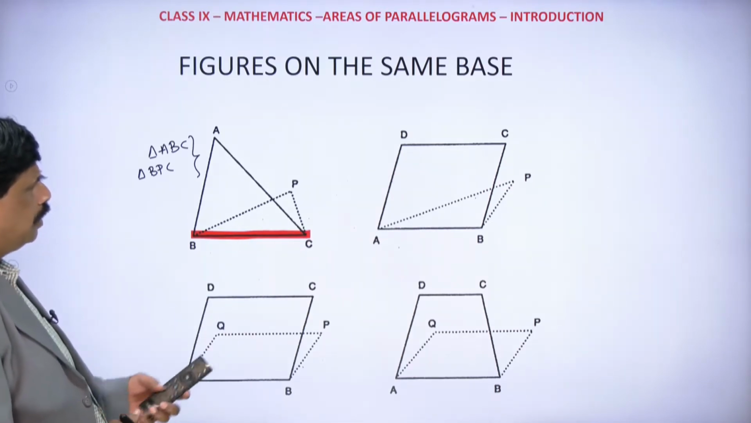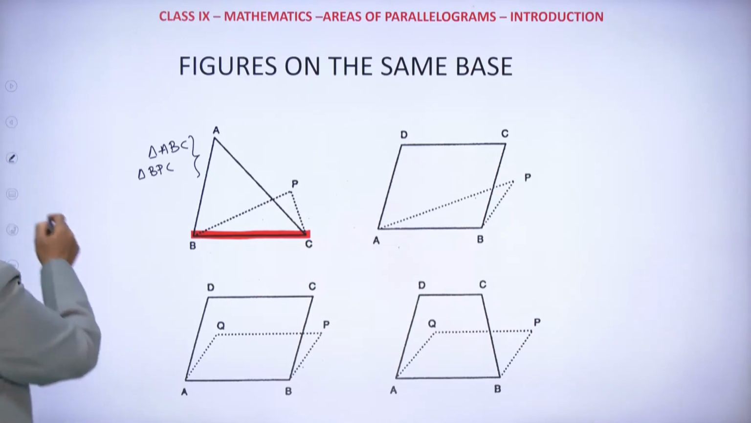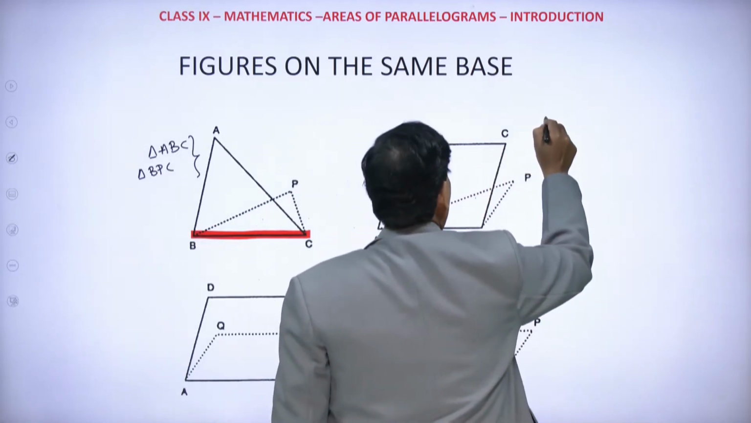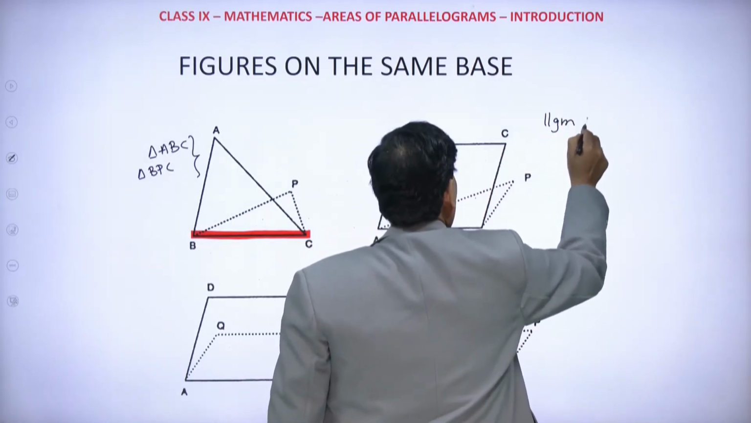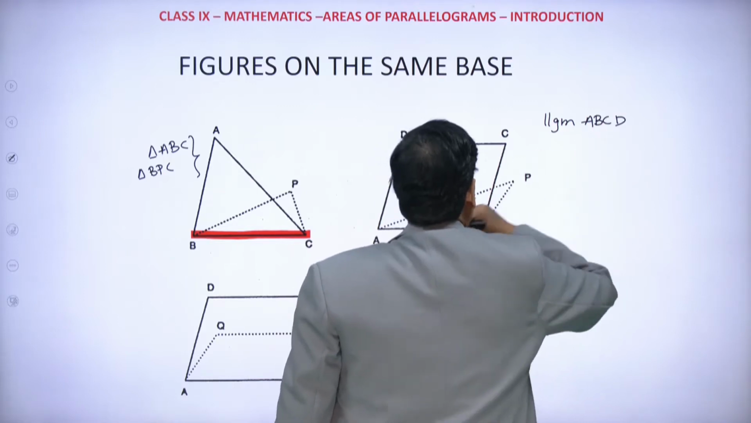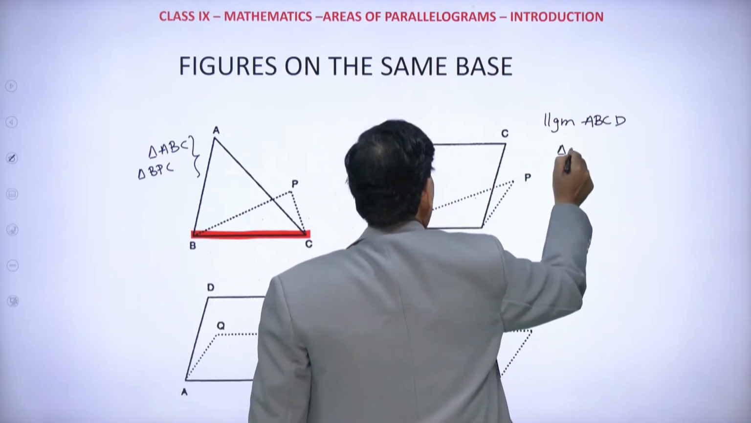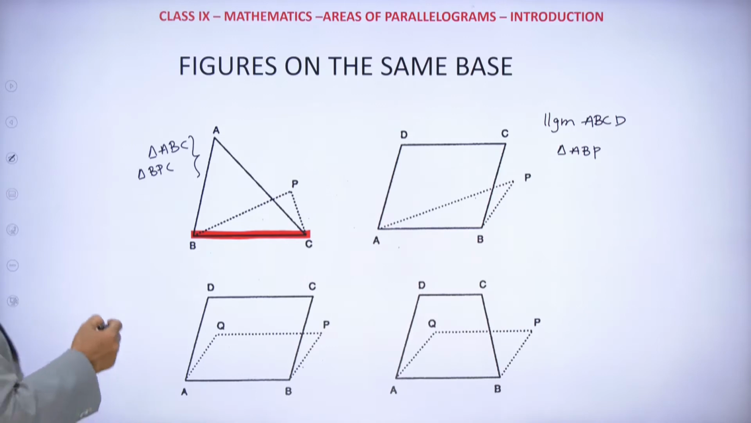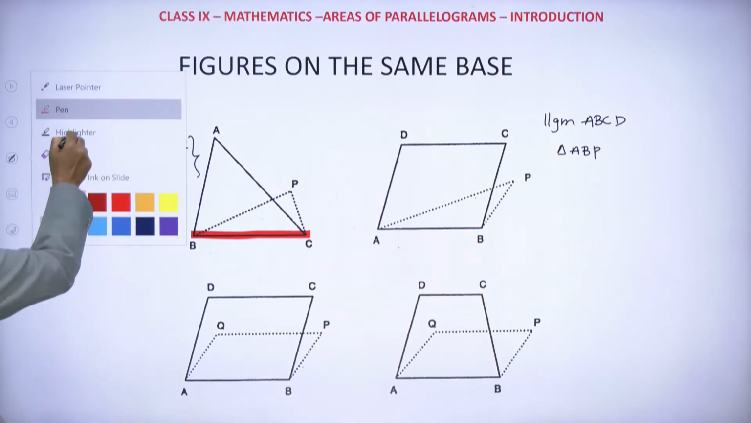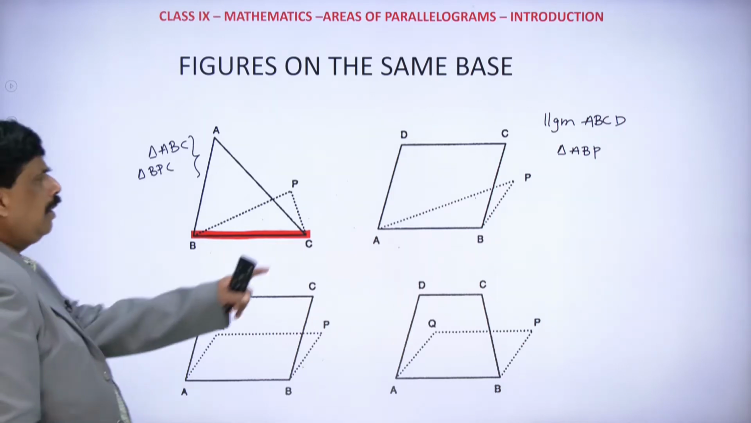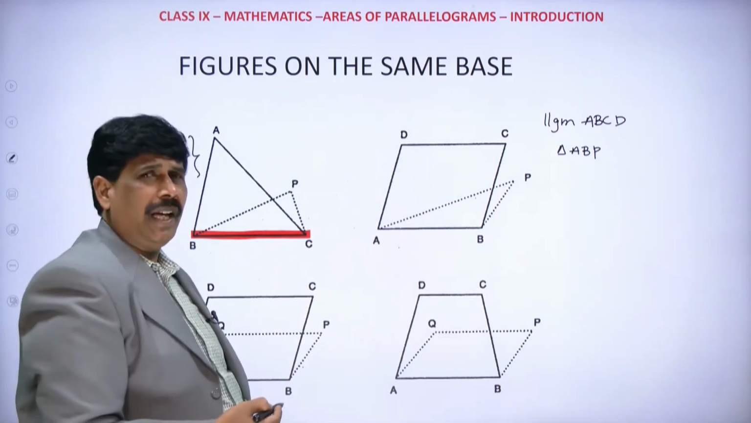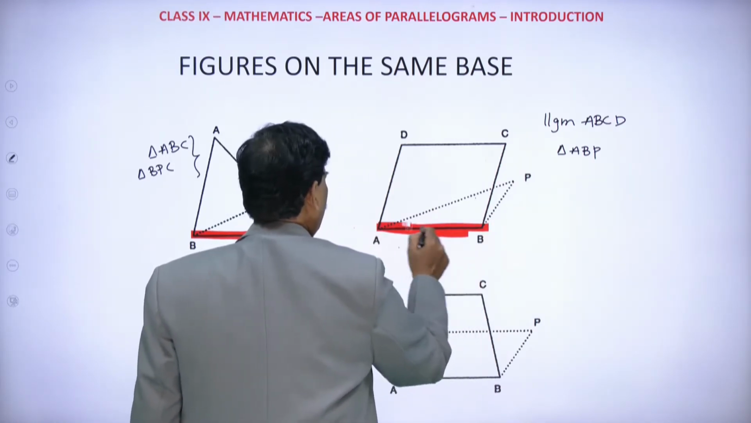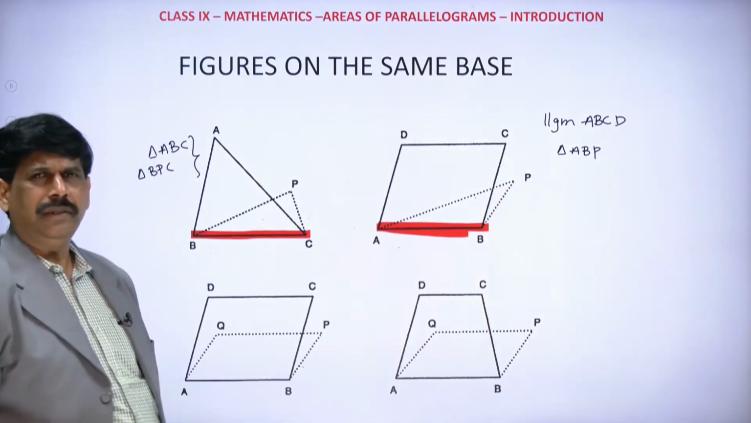Look at here now. You are seeing a parallelogram ABCD, and you are seeing a triangle ABP. Here there is a parallelogram ABCD and you are also seeing a triangle ABP. Now both of them, where are they? They are on the same base AB.